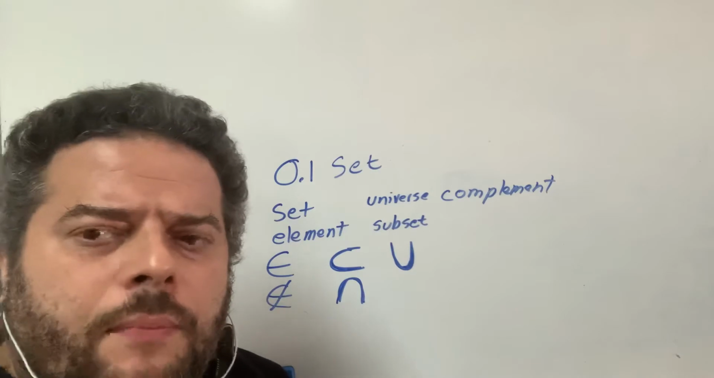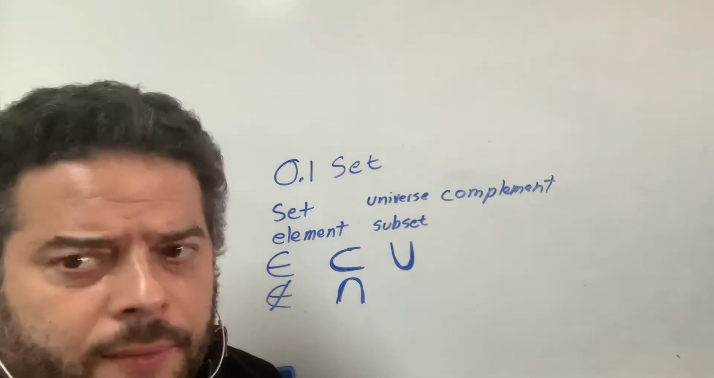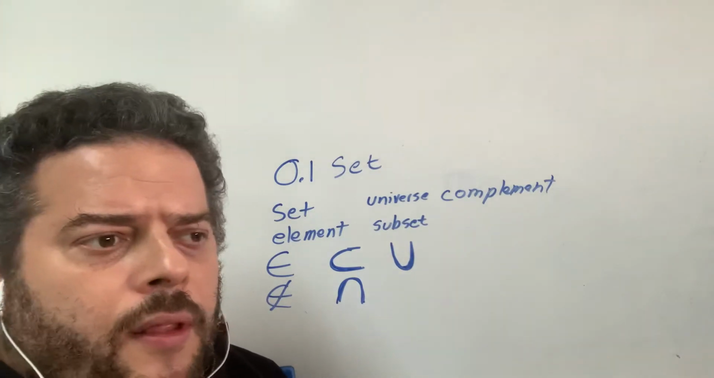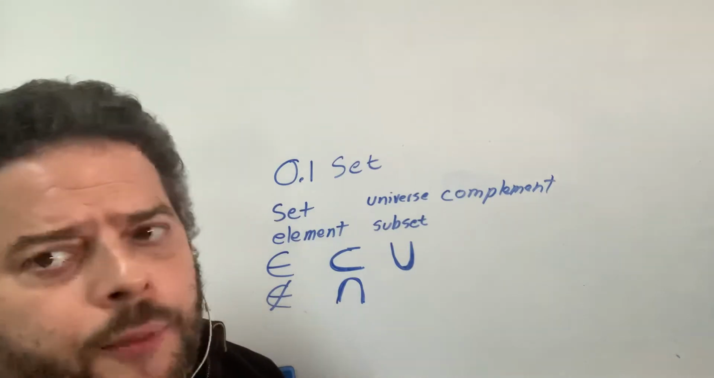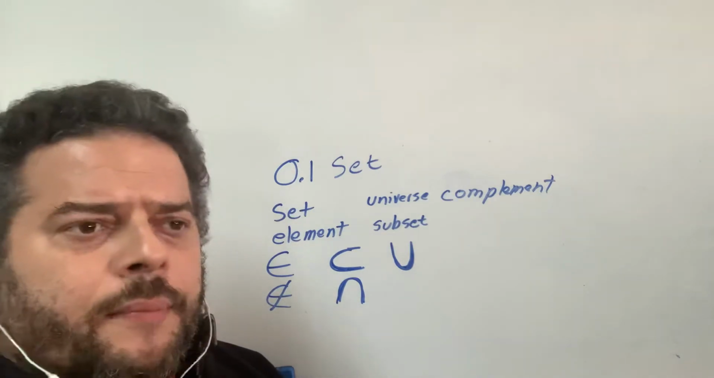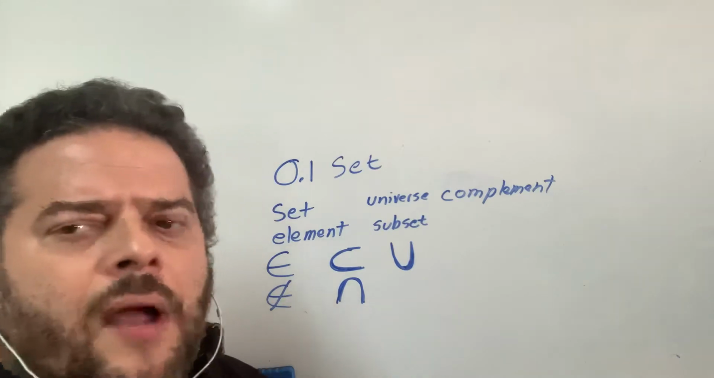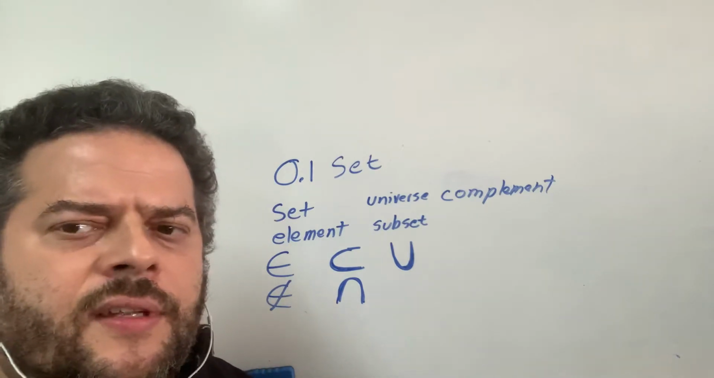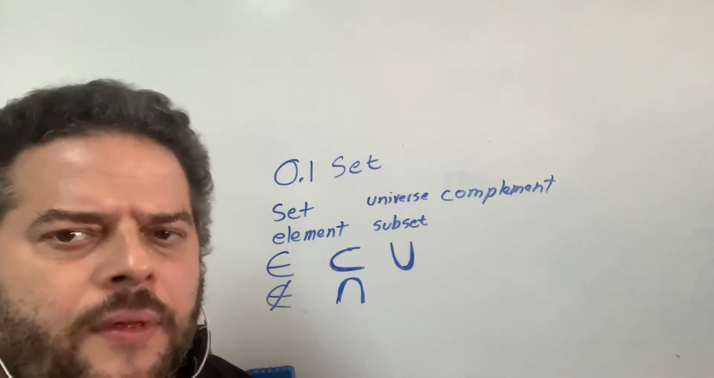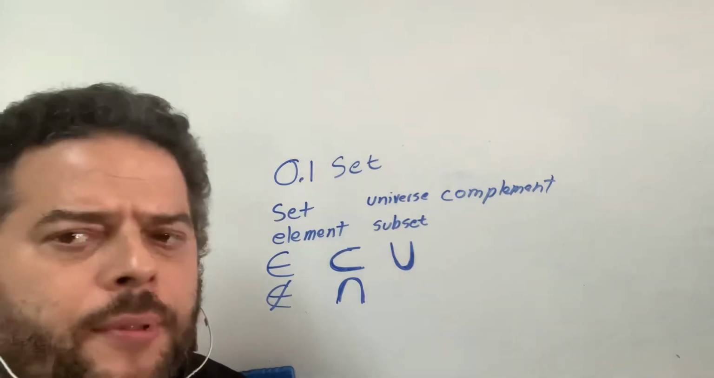A set is pretty much a collection of elements or objects. Now, they can be related, they don't have to be related, they can be numbers, they can be colors, they can be actual real life objects. So pretty much a set is just an accumulation of elements. Let's go over a couple of examples.